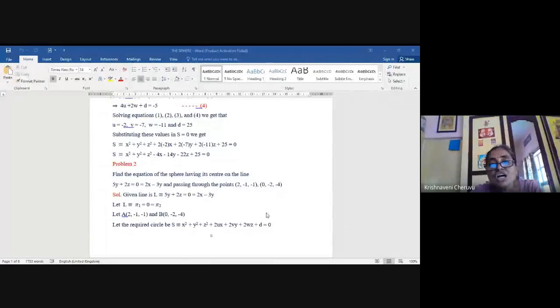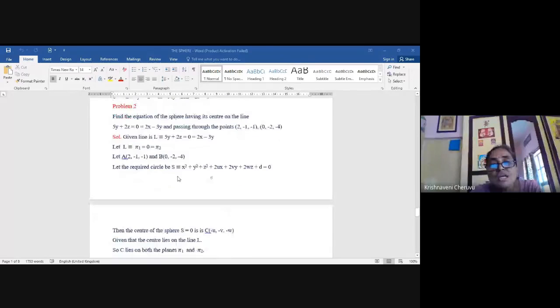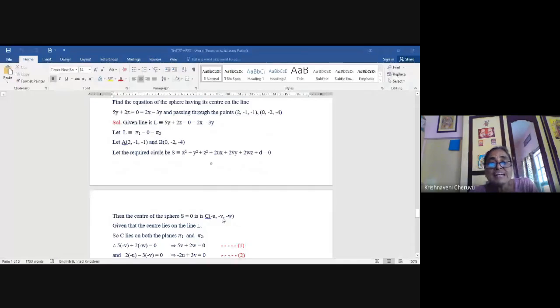Now what are you going to do here? You're going to find the sphere passing through these 2 points and whose center is lying on this line. Okay, so you know how to find the center of the sphere. If this is the sphere, you can write the center as (-U, -V, -W). Now this center lying on this line means it is on the intersection of 2 planes. So this center lies on the first plane and lies on the second plane. So C lies on both the planes.